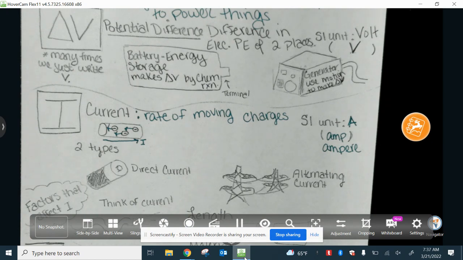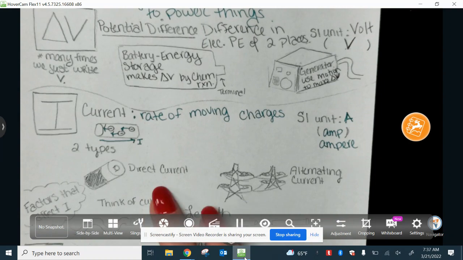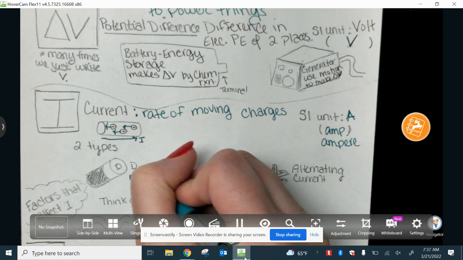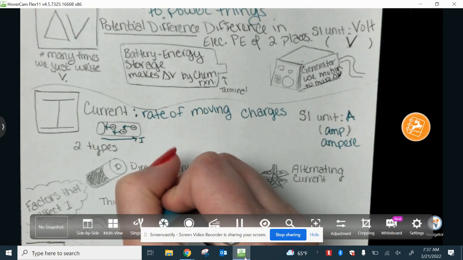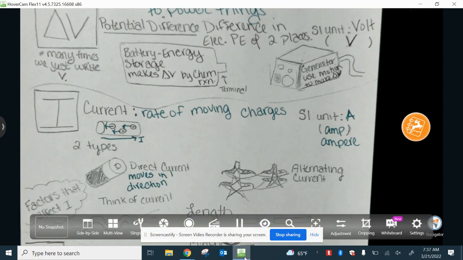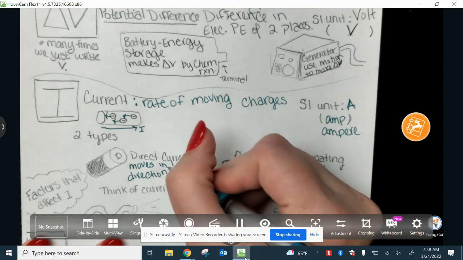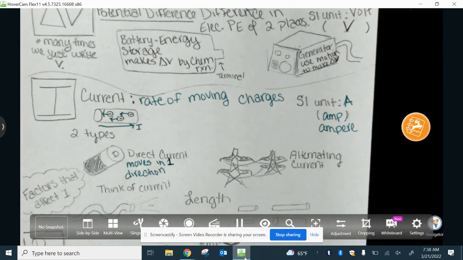There are two types of currents. Batteries provide direct current, in which the current moves in one direction. And then there's alternating current, which constantly switches the direction of the current.